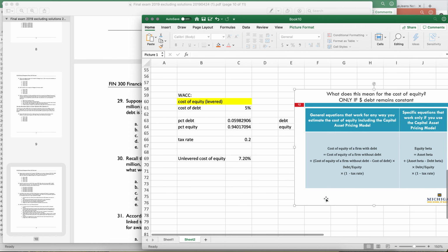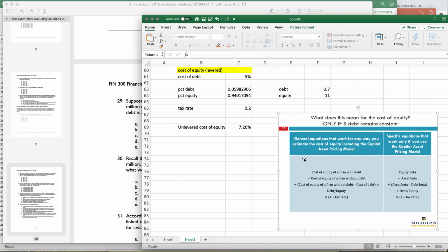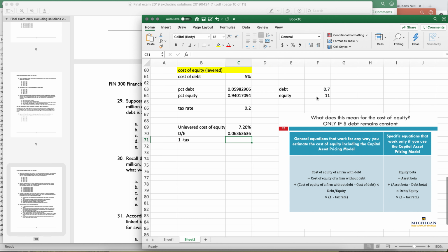Let me move this down so you can see it. This is a formula from 11.2, the slide deck. And essentially what we have is cost of equity of a firm with debt equals cost of equity of a firm without debt plus the cost of equity of a firm without debt minus cost of debt times debt over equity times 1 minus the tax rate. And this is exactly what we have in this equation. So I'm just going to fill some of it in. Debt over equity is this divided by that. 1 minus the tax rate is just 1 minus the tax rate.